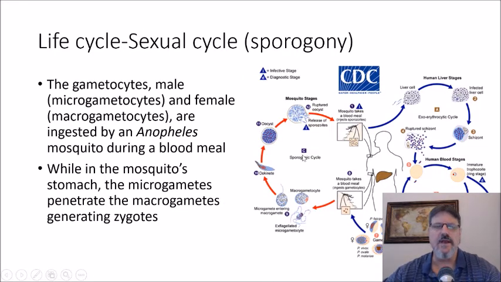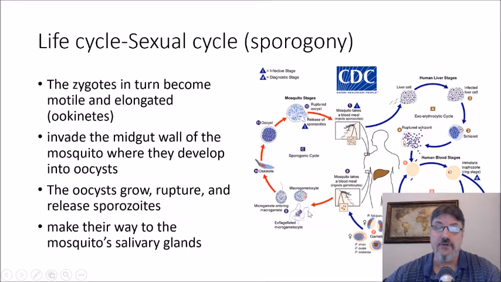Now, then it goes into the sexual cycle, which is in the mosquito, and the gametocytes are picked up by the Anopheles mosquito when they take a blood meal. And then once in the mosquito's stomach, the microgametes penetrate the macrogametes, generating zygotes.